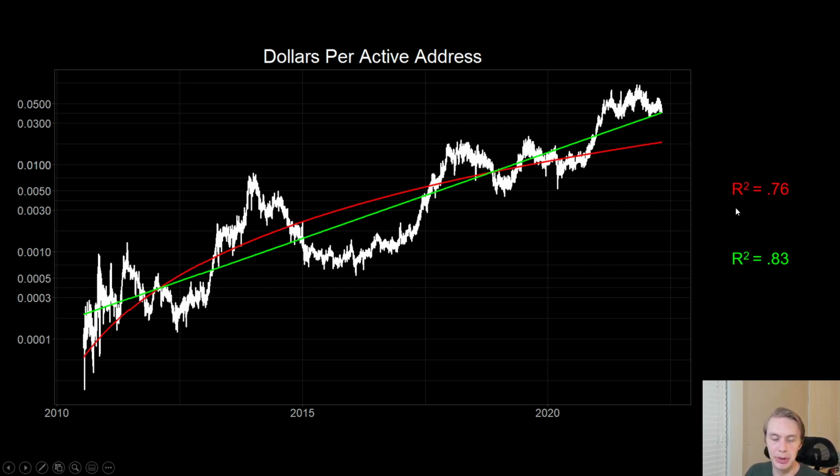And so for some other analysis I'm going to show here in a minute, I'm going to be using the linear fit, just because from this data-driven perspective, it does seem to be the case that in a linear fashion, more and more value is being placed on every single active user in the Bitcoin network. That just seems to be what's happening here.